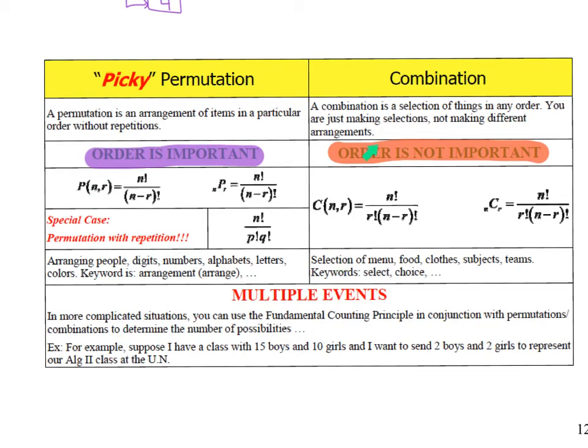And then you have orders not important. So if you're picking from a menu, clothes, doesn't matter, you're still going to put the clothes on. And then again, sometimes you can use the fundamental counting principle to use with both of them. So we're going to do permutations next.